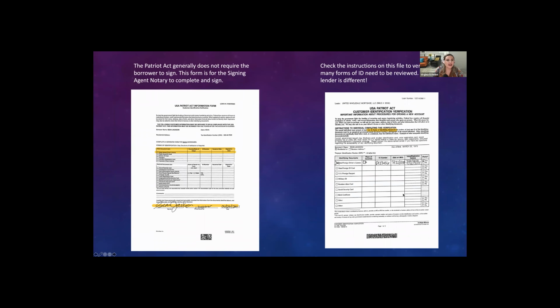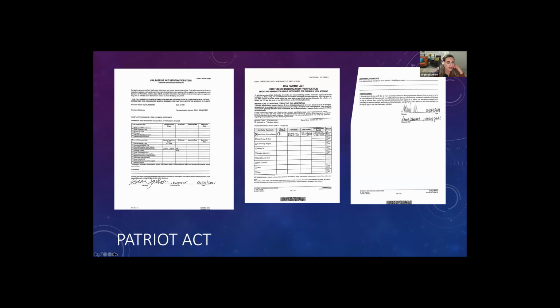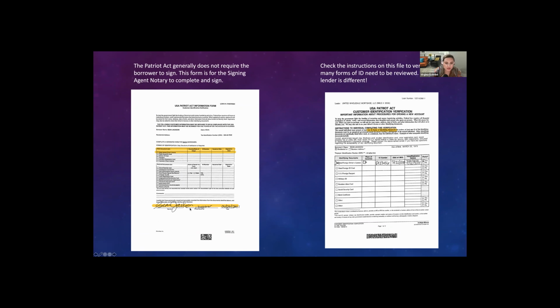So the Patriot Act generally does not require the borrower to sign. In fact, only one lender, that same lender that's super, super picky, asks them to sign. But for the most part, only the notary signs, don't have the borrower sign. And when I see this error, and the borrower has signed and it's blank, I know that notary is a new signing agent right there, because that form's for you. So fill it in, and don't have the borrower sign. That's for you to sign.